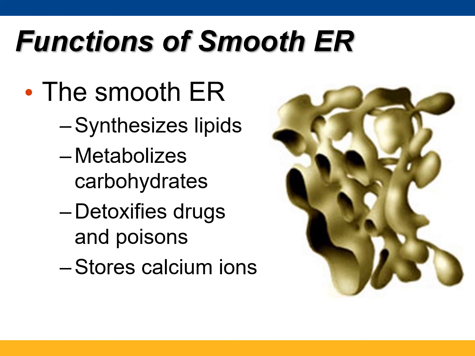If you were to characterize the smooth ER in a couple of words, you would say metabolism and storage. We synthesize lipids in the smooth ER. We metabolize certain carbohydrates in the ER, particularly disaccharides and small short-chain saccharides that need to be reduced to simple sugars. We can do certain types of oxidation and reduction reactions which are associated with what we would call detoxification.